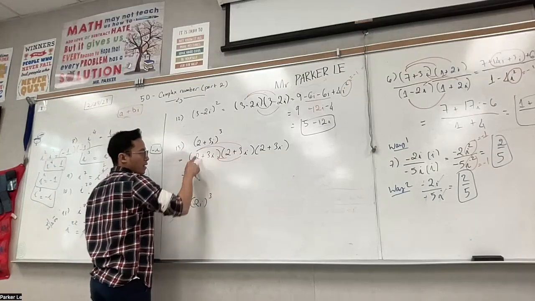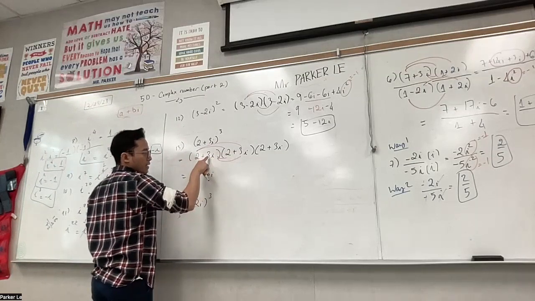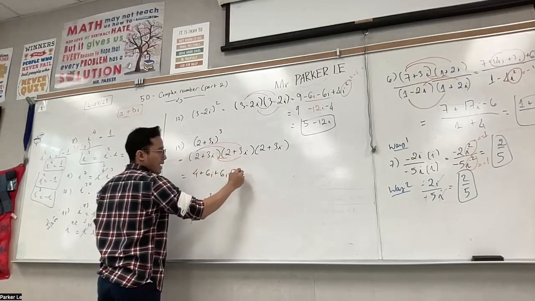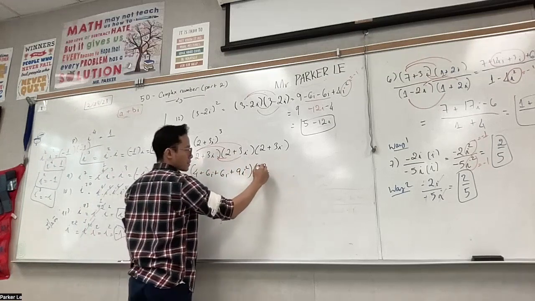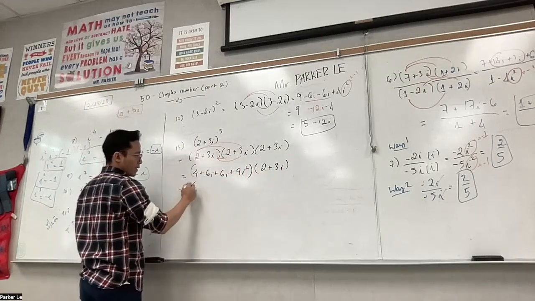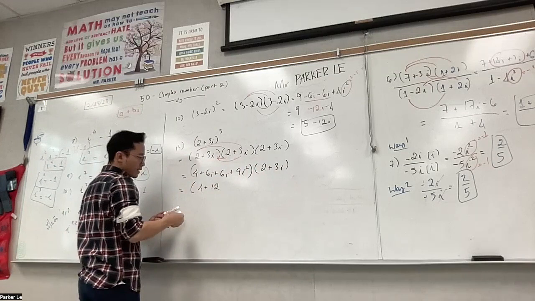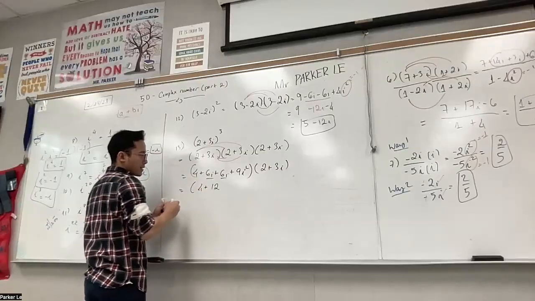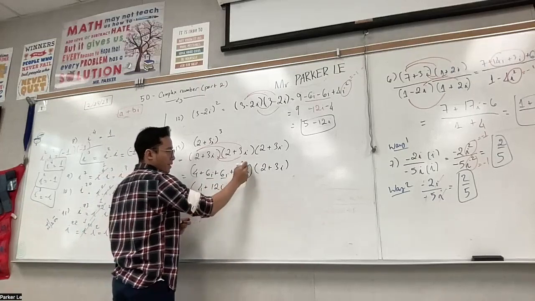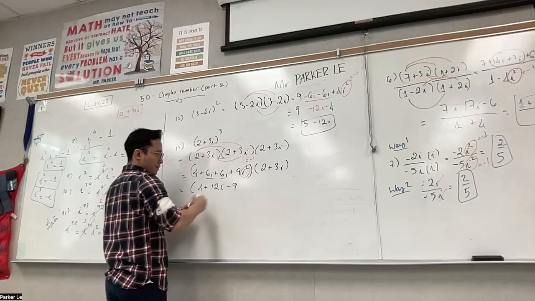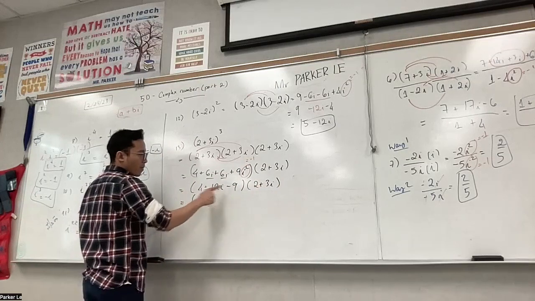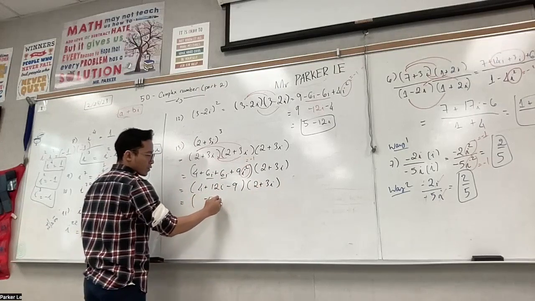2 times 2 is 4. 2 times 3i is 6i. 3i times 2 is 6i. 3i times 3i is 9i squared. Combine the terms: 6i and 6i is 12i. And then i squared is negative 1, so I change that into negative 9. So 4 minus 9 is negative 5 plus 12i.